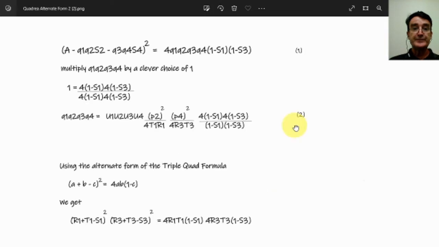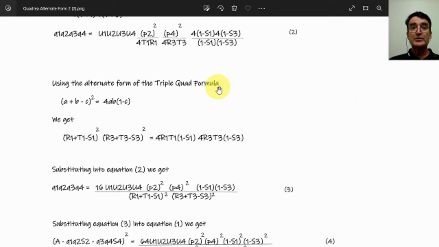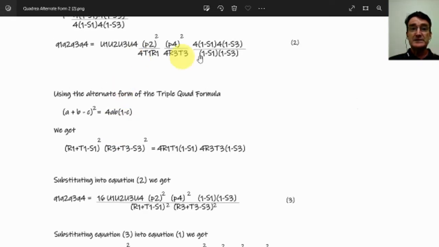And again, we're going to apply the alternate form of the triple quad formula in universal hyperbolic geometry, which said that (a plus b minus c) all squared is equal to 4 times a times b times (1 minus c). And when we do that, we get (R1 plus T1 minus S1) squared, this left-hand side here, is equal to the right-hand side, 4 times R1 times T1 times (1 minus S1). And then we're going to do it again. We're going to get (R3 plus T3 minus S3) squared is equal to 4 times R3 times T3 times (1 minus S3). So that's R3 times T3 times (1 minus S3).